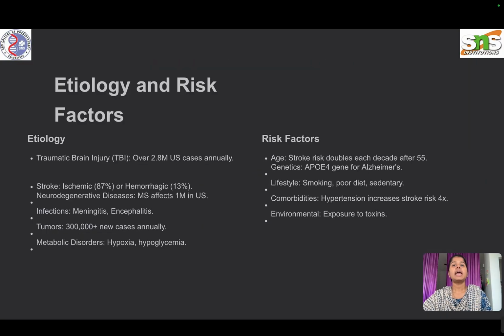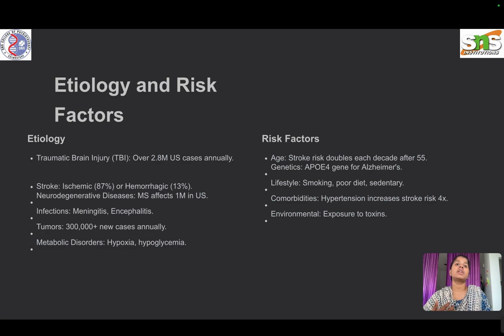And coming to the etiology, cerebral dysfunction has many causes. Some of the main ones are traumatic brain injury, for example, over 2.8 million cases occur in the US every year. Stroke: ischemic strokes make up 87%, while 13% are hemorrhagic. Then neurodegenerative diseases like multiple sclerosis, infections like meningitis or encephalitis, and brain tumors with more than 3 lakh new cases annually, and metabolic problems like hypoxia and hypoglycemia also lead to it.